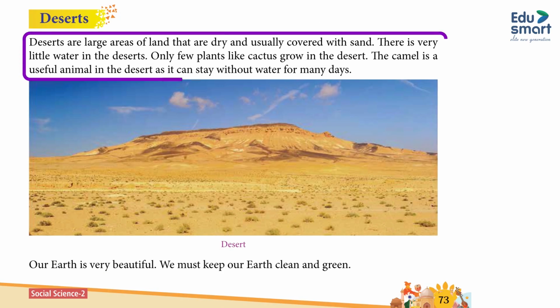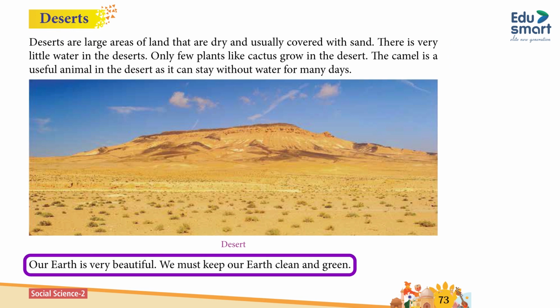Deserts. Deserts are large areas of land that are dry and usually covered with sand. There is very little water in the desert. Only a few plants like cactus grow in the desert. The camel is a useful animal in the desert as it can stay without water for many days. Our Earth is very beautiful. We must keep our Earth clean and green.